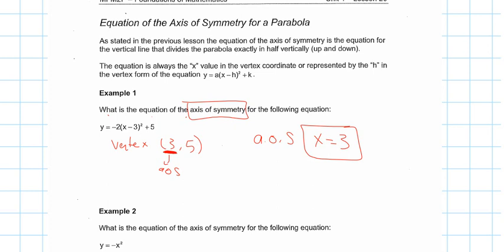Make sure that when you write your vertex, you put it in parentheses, because the brackets mean a point. This is a very important part of your point. So whenever you want to find the axis of symmetry when it's in vertex form, write your vertex first and then state your axis of symmetry. Okay?